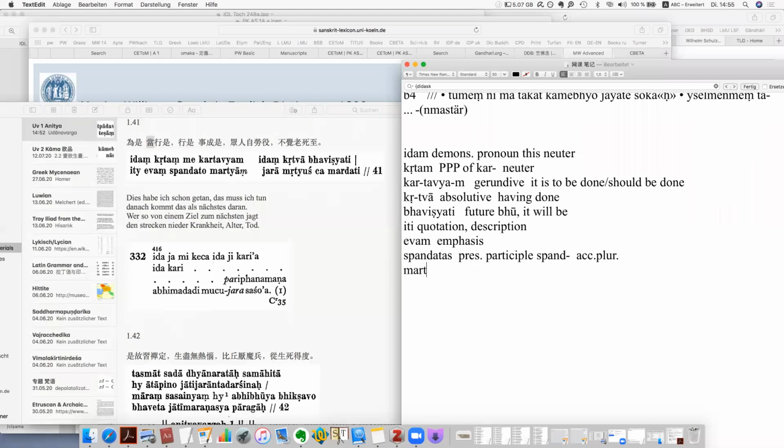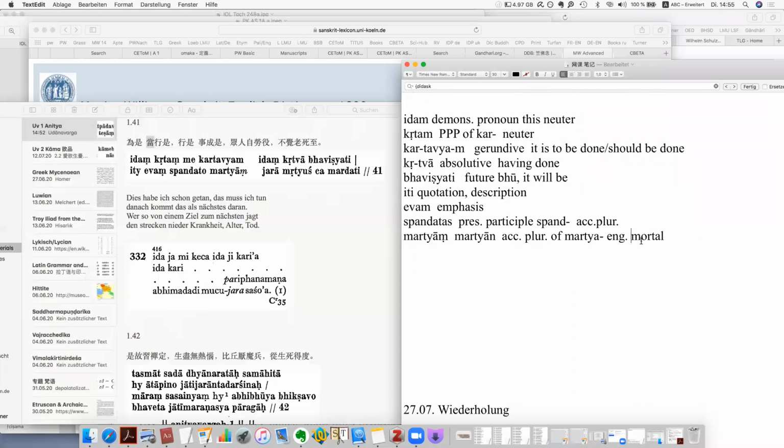And martium, for martiam, it is also accusative plural of martia. And martia is cognate with English mortal. So it's mortal, human beings. So human beings who are kind of quivering and in a hurry, something like that.